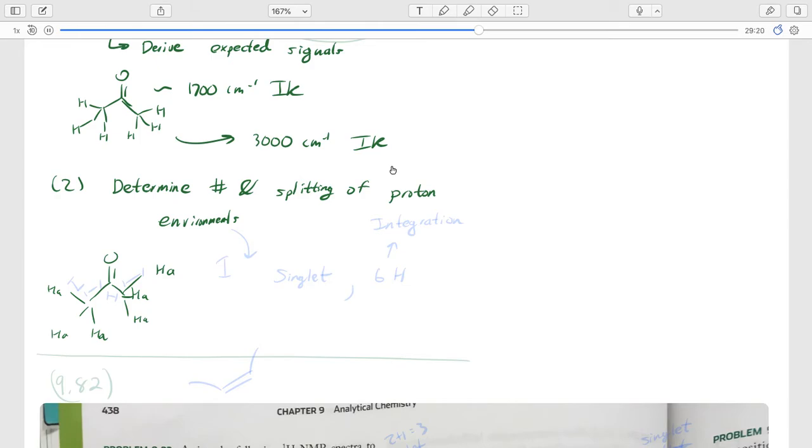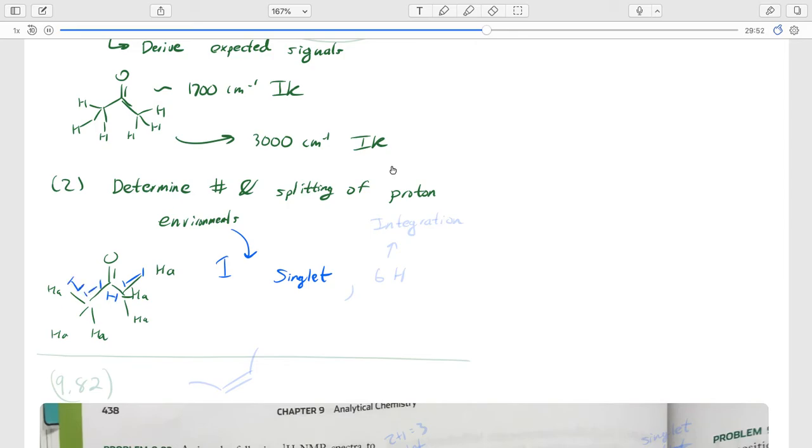So we've determined that there's only one environment. But what's the splitting pattern of this guy? How many peaks are we going to observe if we look at it in NMR? Yep, it would just be a singlet. A really big singlet.